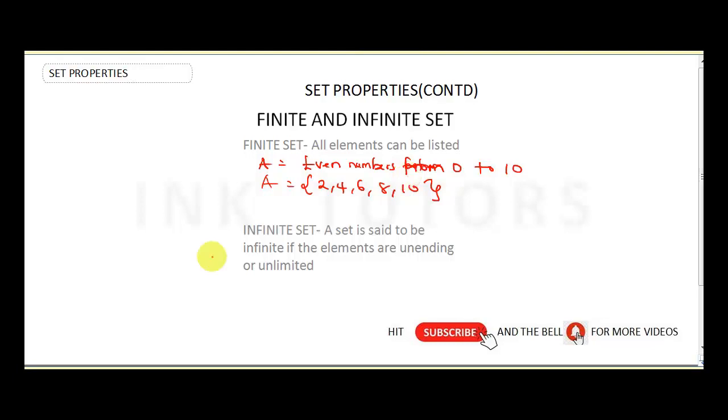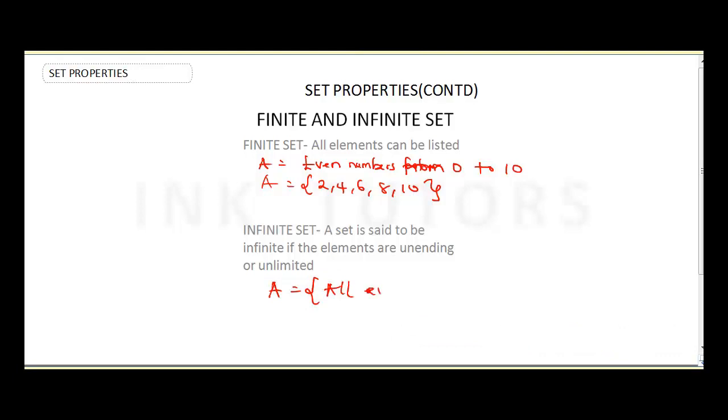unlimited. For instance, someone can say A is equal to all even numbers. Now, I can tell you, if you want to list all the even numbers, you're going to get tired, and you can't even do it because it's unending, it's unlimited, it's infinite. So for the fact that we can't list this, we are going to say this is an infinite set. To list this, we're going to write 2, 4, 6, 8, 10, 12, and so on. So this is what we call an infinite set. It is unending.